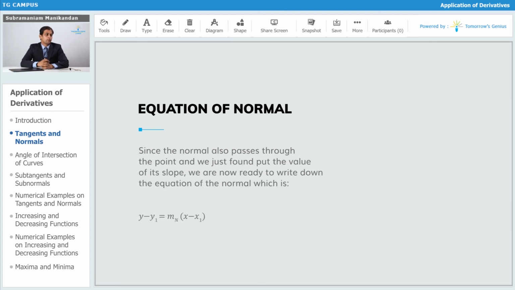Since the normal also passes through the point and we just found out the value of its slope, we are now ready to write down the equation of the normal, which is again written in the slope point form as y minus y1 is equal to mn times (x minus x1). However, the value of mn here is different from mt, but it is dependent on mt.